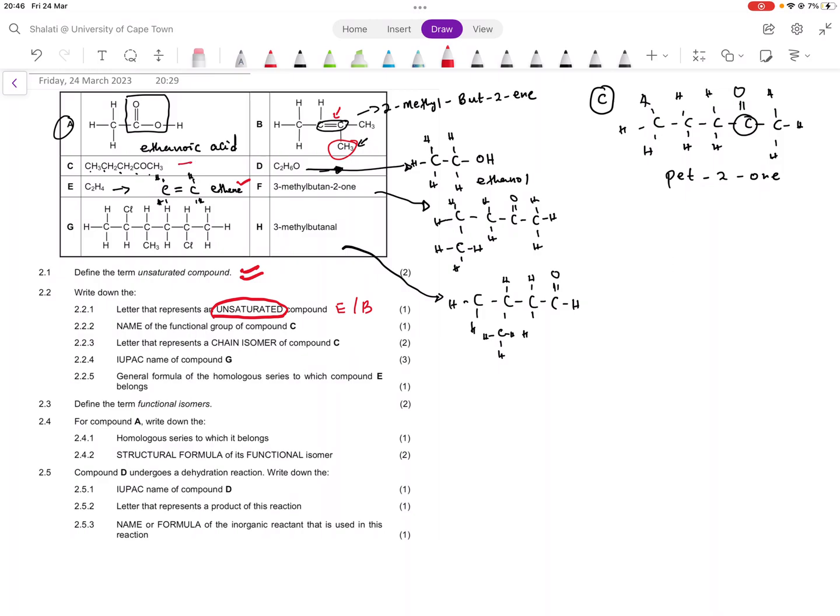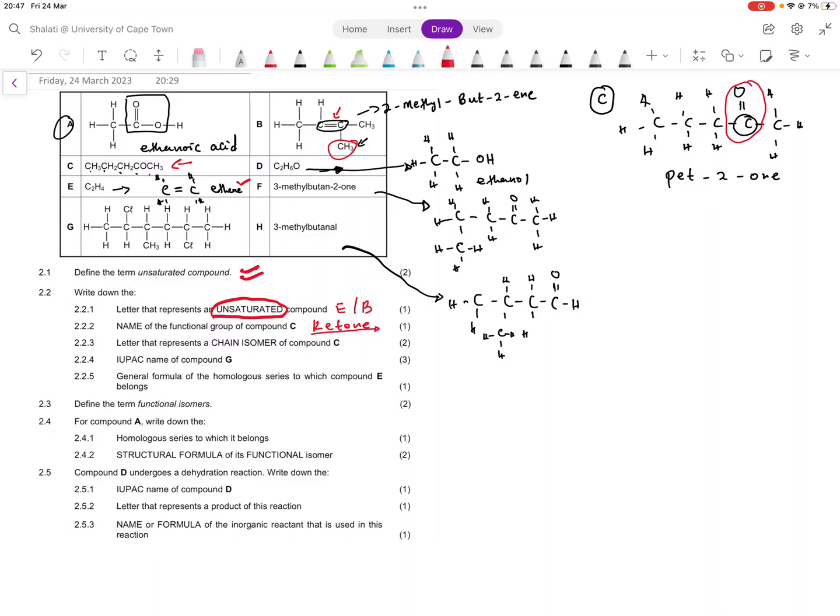So compound C, let's go to the structure and see what we have. We're having a double bond oxygen on a carbon which is bonded to 2 other carbons. That means we have a ketone. So this is a ketone. It's not going to be an aldehyde. If it was an aldehyde, it would be in the first or last carbon.